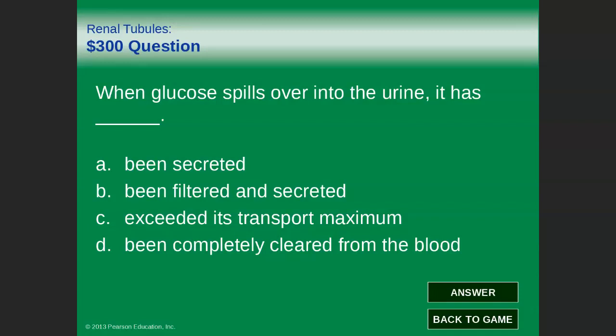So you've exceeded your transport maximum. When that happens, glucose starts going into the urine. Glucose spills into the urine. That's why you see it in diabetes. It's what's seen in diabetes mellitus.